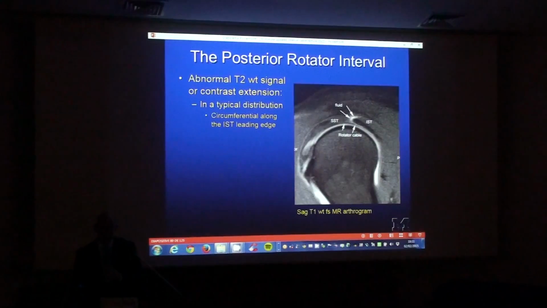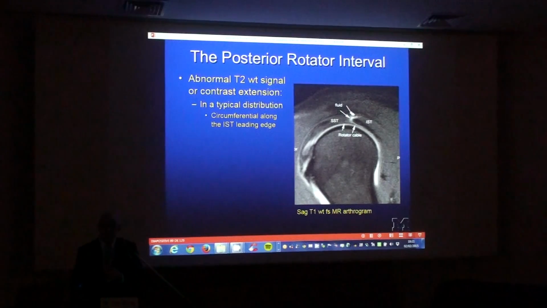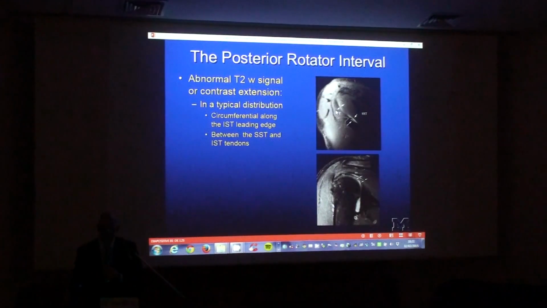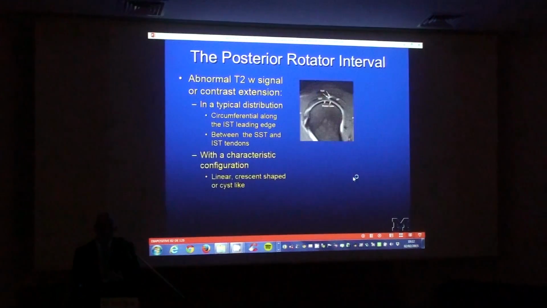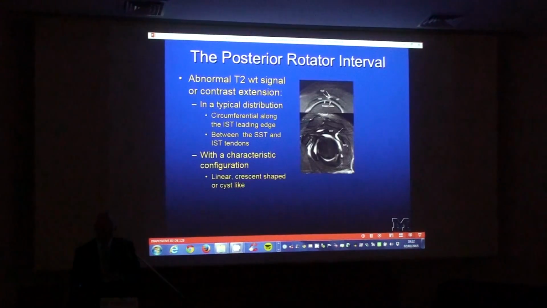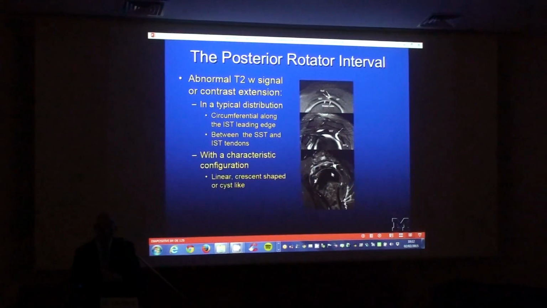In our clinical practice, what we noticed is that on MR arthrograms or MRs, we'd see fluid signal in a typical distribution, circumferential along the infraspinatus here on the sagittal T2-weighted sequence. And between the infraspinatus and supraspinatus, fluid signal here and here as well, oftentimes. And this fluid signal could be linear, as here. It could be crescented, or it could be cyst-like. And we weren't sure why this occurs.